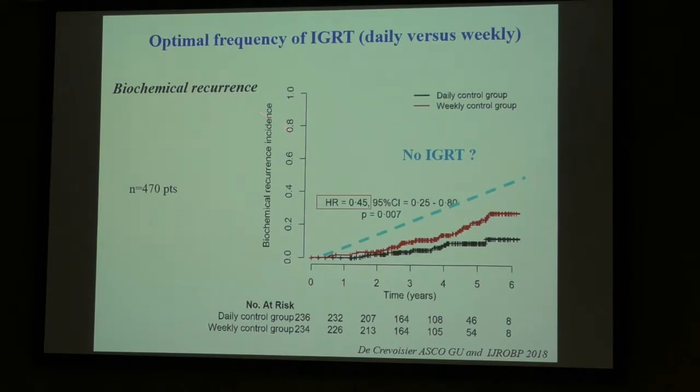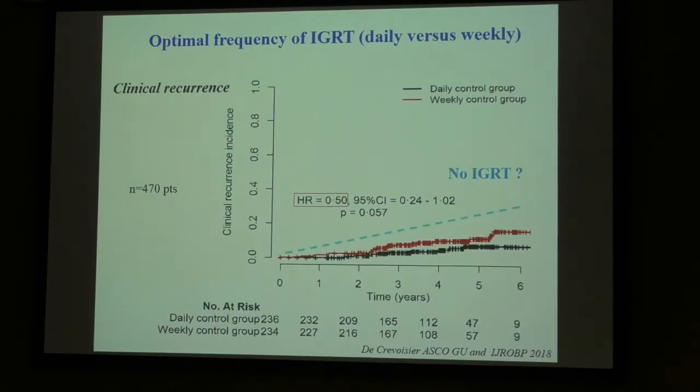And the risk of biochemical recurrence was also decreased by using a daily control versus a weekly control, demonstrating again the necessity of a daily IGRT when treating prostate cancer. But this is the good news. The good news also is that not only PSA failure was decreased, but also the risk of clinical recurrence. Clinical recurrence means recurrence somewhere, either in the prostate, in the lymph nodes, or in both.